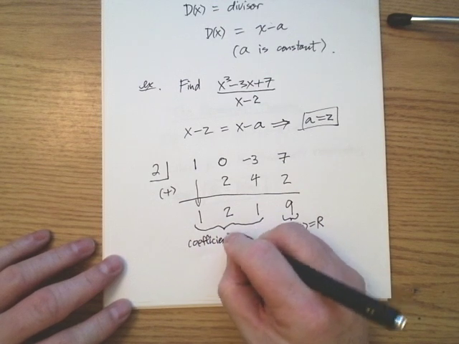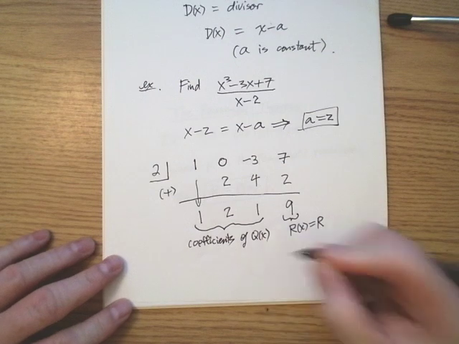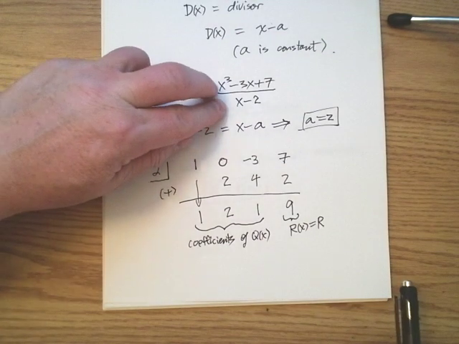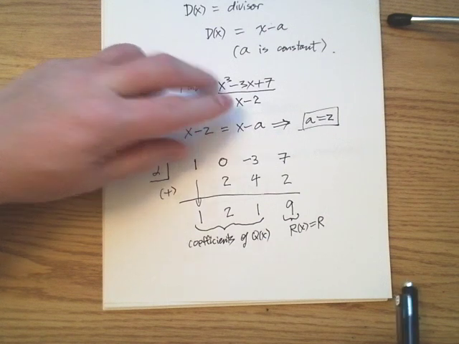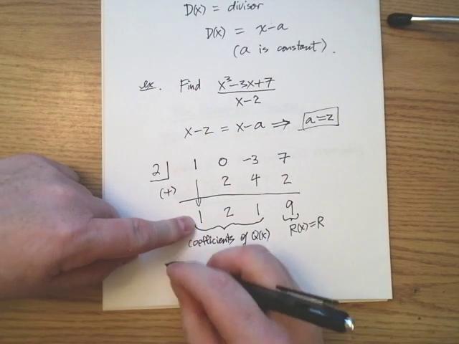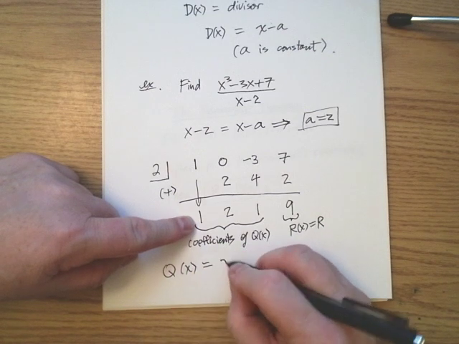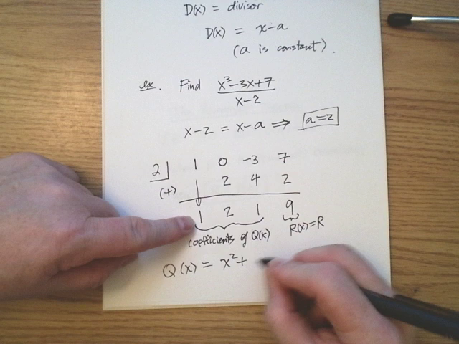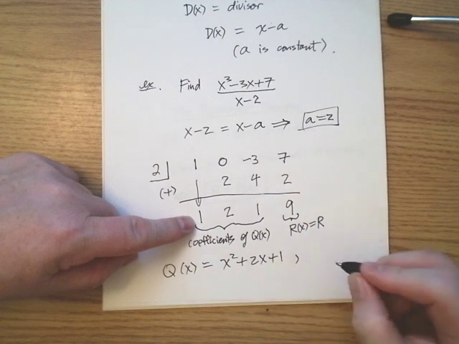Okay, so these are coefficients of q of x. Now you could see, if you were imagining long division here, that you would be starting with what? x cubed divided by x, that would be x squared. So the quotient here is actually 1x squared plus 2x plus 1. And then just put a comma here.